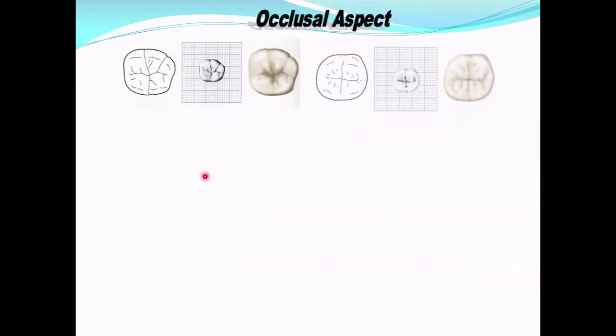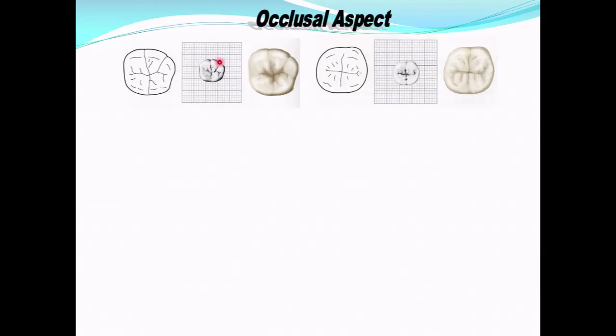The last aspect is the occlusal aspect. As I said before, this is the mandibular first molar. This is the mandibular second molar, the occlusal aspect.